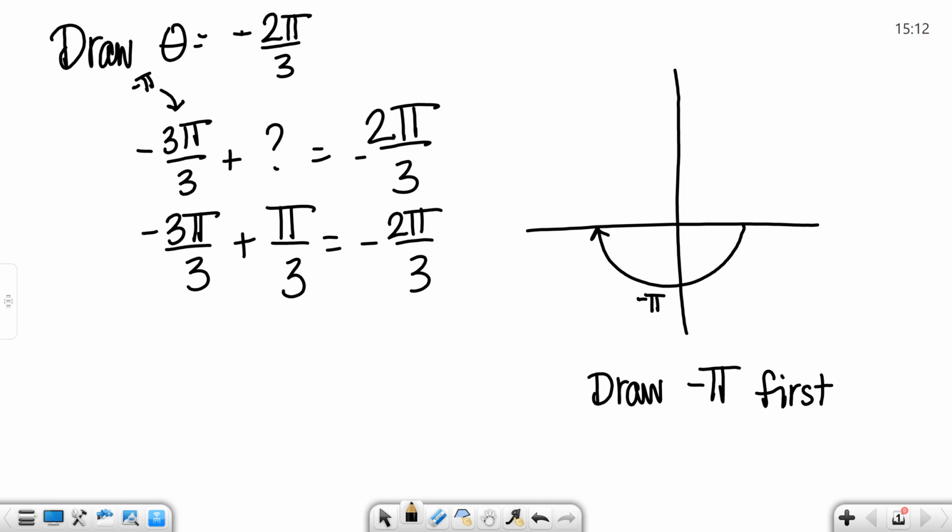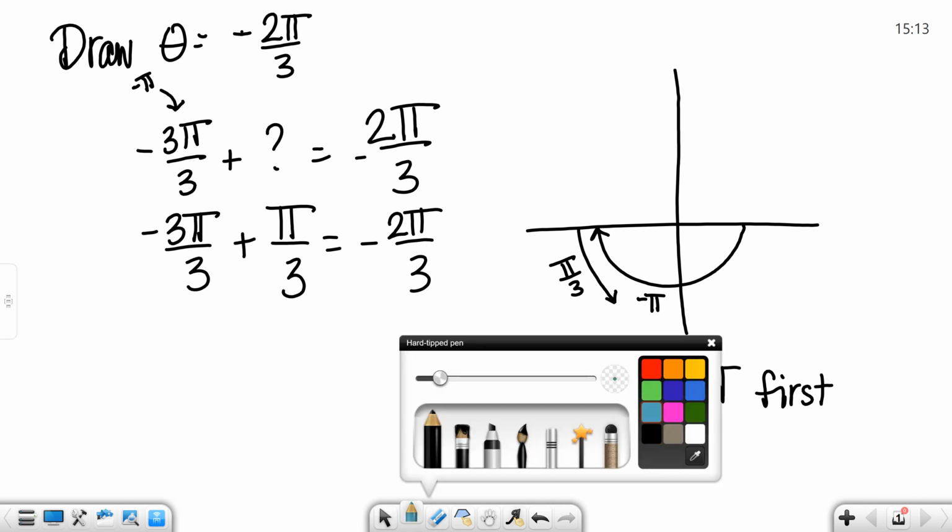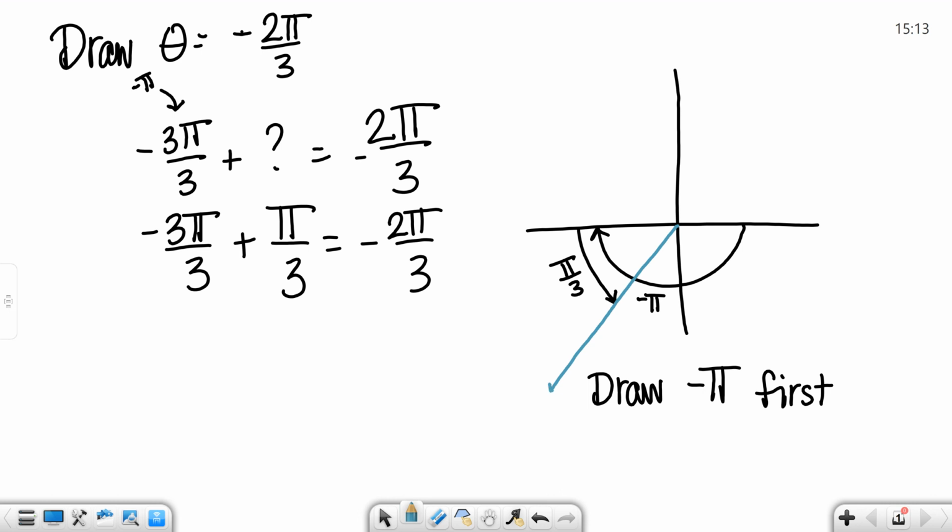Now, I said we need to add pi over 3. So that means we change directions and we go pi over 3 this direction. So my terminal side will stop right there. My initial side is the positive x-axis. My terminal side stops over here at the other blue. So here is my theta going this direction, negative 2 pi over 3. So negative 2 pi over 3 is actually in quadrant 3 because that's where its terminal side is.